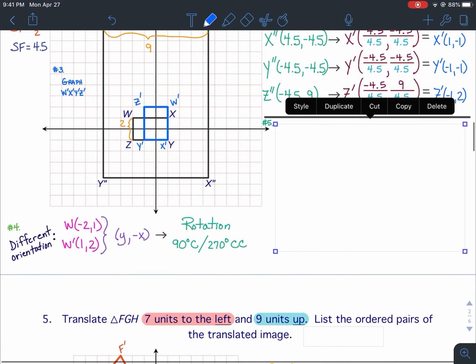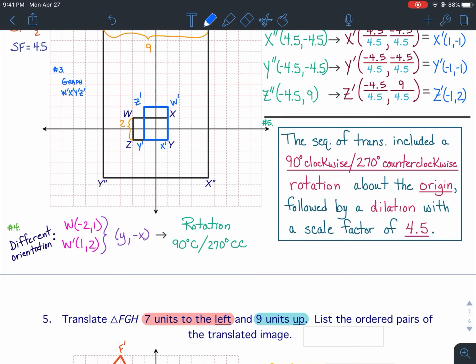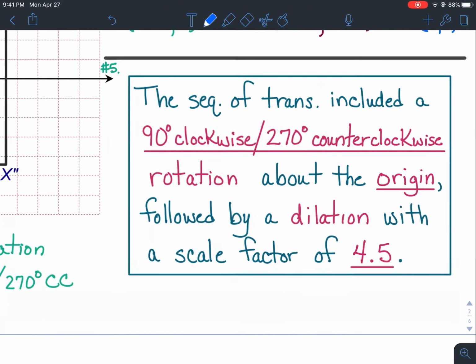Okay, step 5. What happened? Well, the sequence of transformations included a 90 degrees clockwise or 270 degrees counterclockwise rotation about the origin, followed by a dilation with a scale factor of 4.5. Again, the sequence of transformations included a 90 degrees clockwise or 270 degrees counterclockwise rotation about the origin, followed by a dilation with a scale factor of 4.5. Pause your video, get all of part 5 written down.